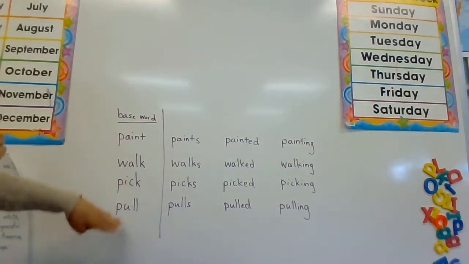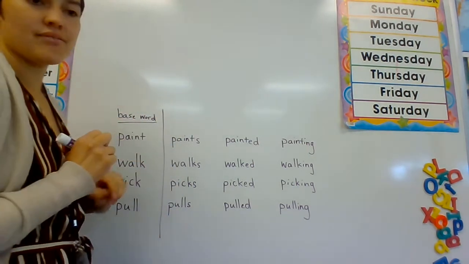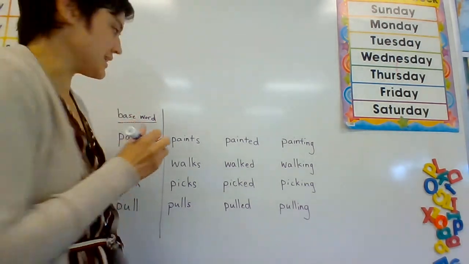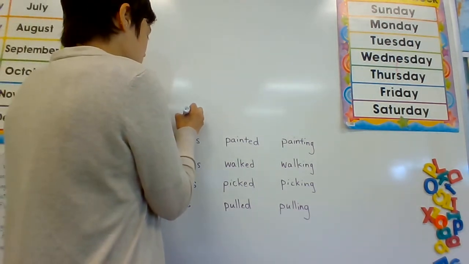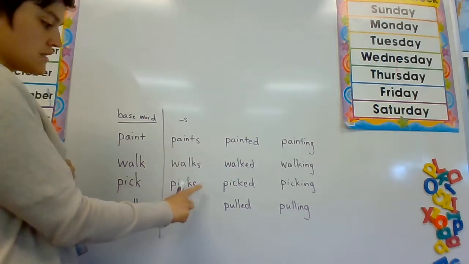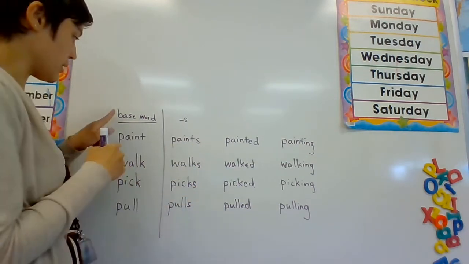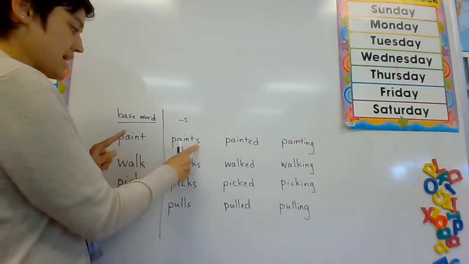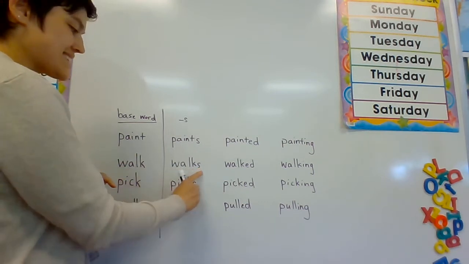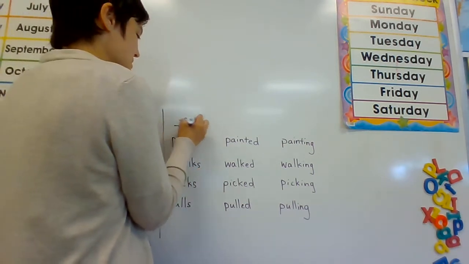We have our base word. Then we have the suffix or the word ending S. That means we add an S to the end of each of our base words. So paint, paints. Walk, walks. Now we have an S at the end.